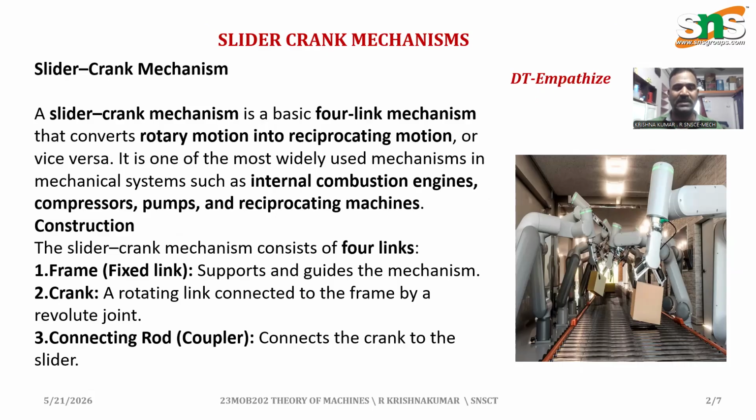The mechanism consists of four links connected by three turning pairs and one sliding pair. The four links are the frame, crank, connecting rod, and slider. The frame is the fixed link. The crank rotates about a fixed axis. The connecting rod connects the crank and the slider, which moves back and forth along a straight path.